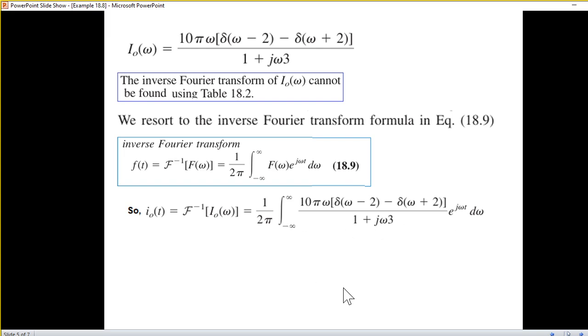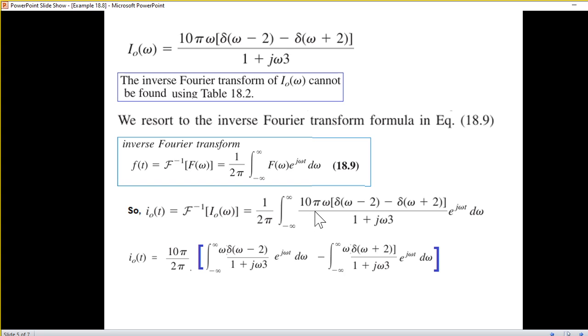Now we need to simplify this. For this, we are taking 10 pi common, 10 pi divided by 2 pi, and then we separate these two terms. So it will be omega and delta of omega plus 2, minus delta of omega minus 2, divided by 1 plus j omega over 3, e raised to the power j omega t d omega. Similarly, the second term will be as shown here, omega multiplying with both here and here as well.